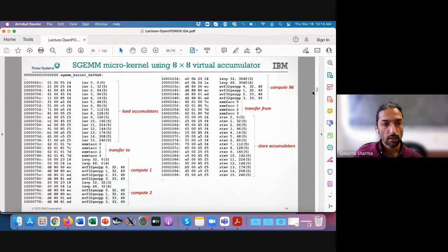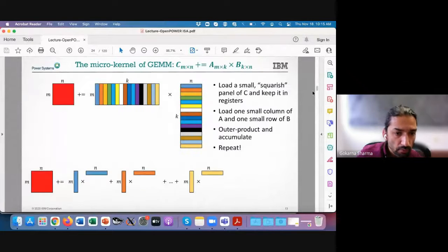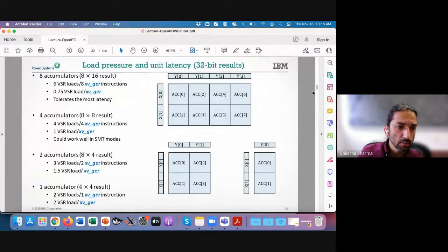So this is the microkernel implementation that you could do. Here, the XVF32GER that we studied. PP has some additional feature. I forgot what it means here. Let me just see whether I can get that information.